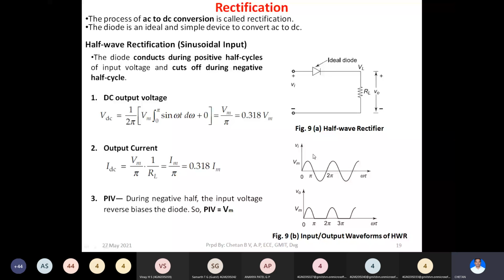Half wave rectification, as the name indicates, will rectify only half of the waveform or half of the cycle. Suppose you consider this input, right? From 0 to 2 pi is one cycle. So in this one cycle, half wave rectification will perform rectification of only one half, that is from 0 to pi. From pi to 2 pi, there will be no conduction. Such type of rectification is called half wave rectification.